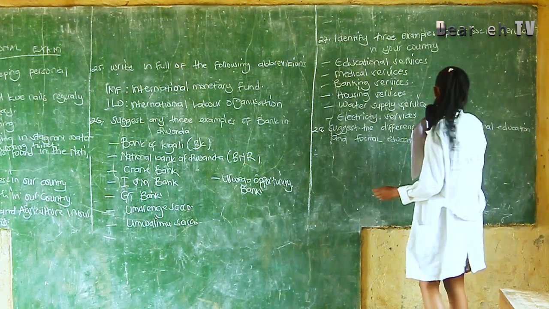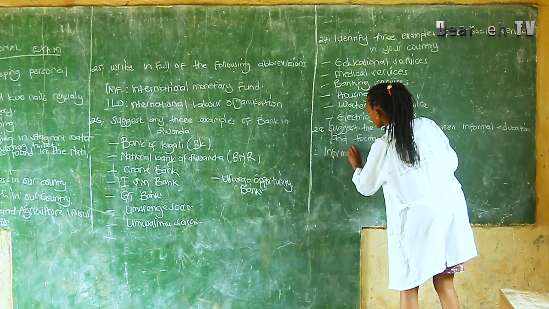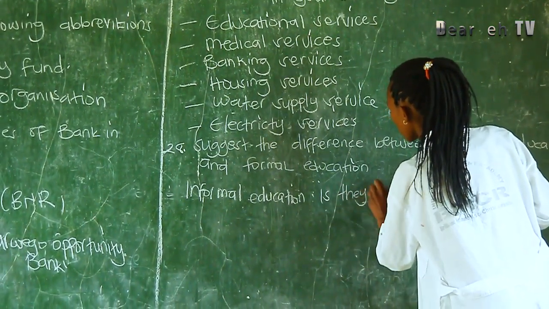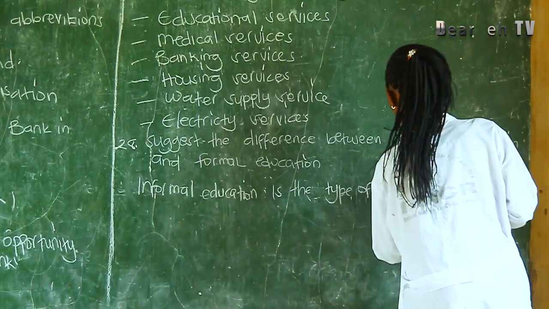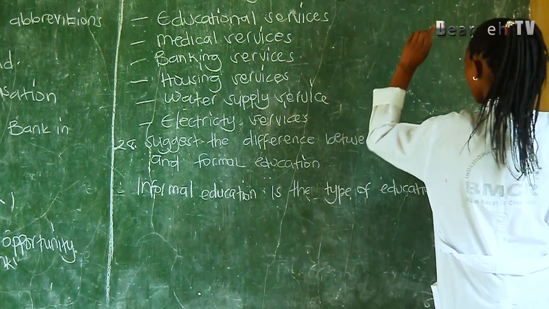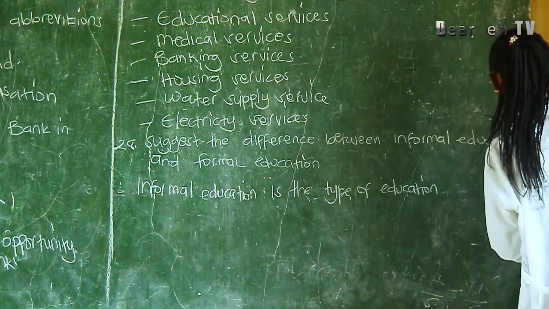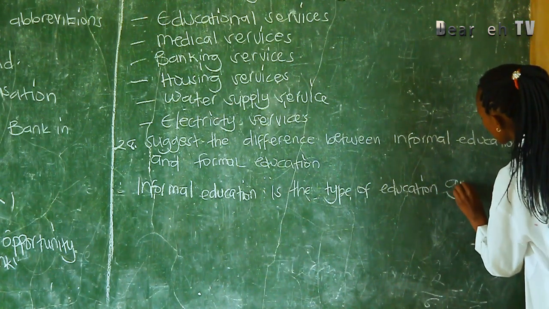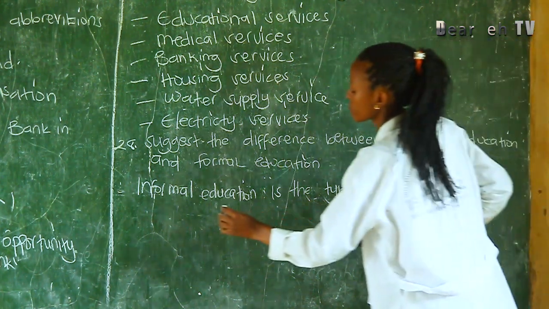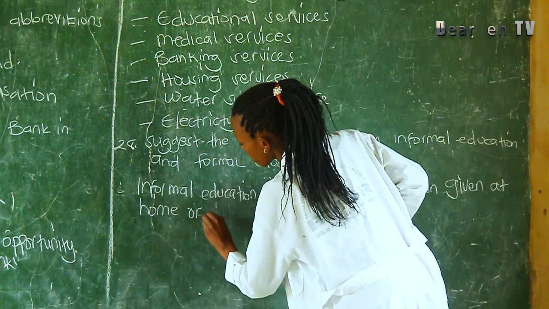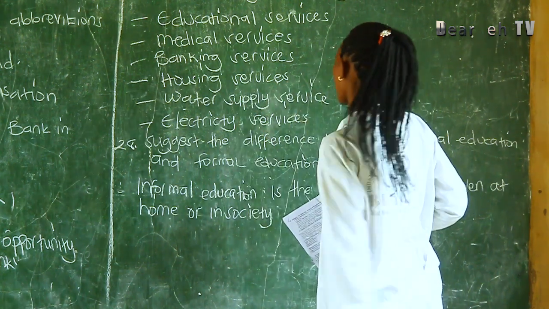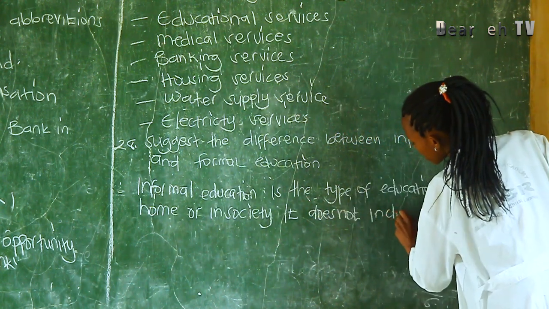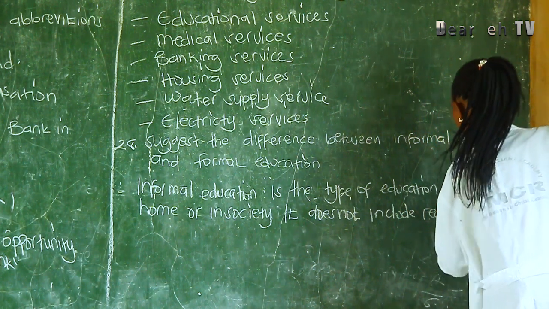So these are types of education. So informal education is a type of education given at home or in a society. So here they said that it does not include reading and writing.